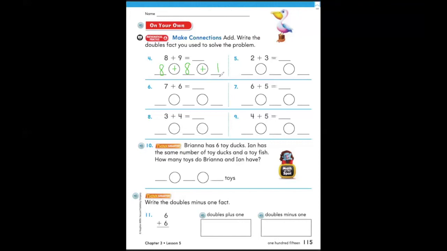Now we have 8 plus 8 plus 1. The doubles fact 8 plus 8 equals 16. 16 plus 1 more equals 17. I want you to try numbers 5 through 11 on your own.